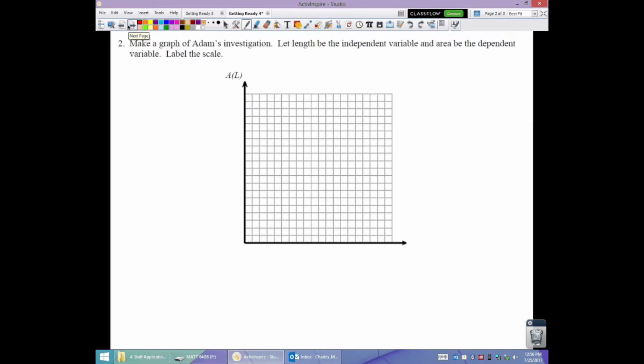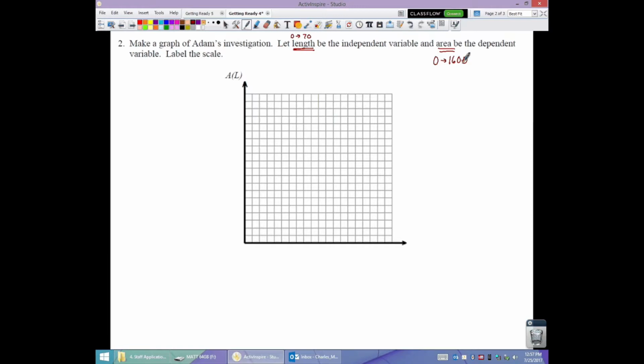So we need to make a graph of that. Now let's make sure we choose our scale wisely. And to do that, we need to know that the length is the independent variable. That does not mean number of pieces, but actual length. So our largest length that we used in the table was 70, right? So it needs to go from 0 to 70 for length. And area is our dependent variable, not width. For area, we need to go from 0 to the largest area we saw, which was 1,600.